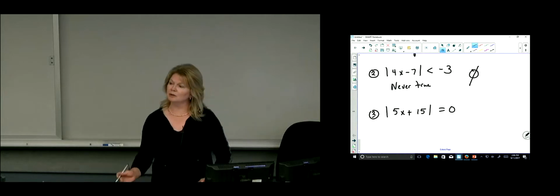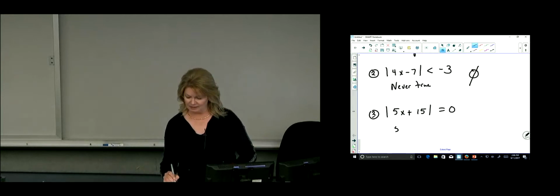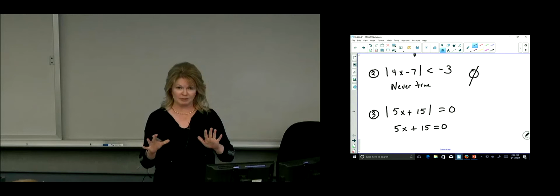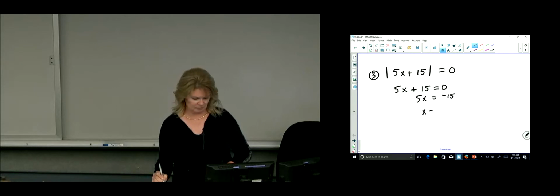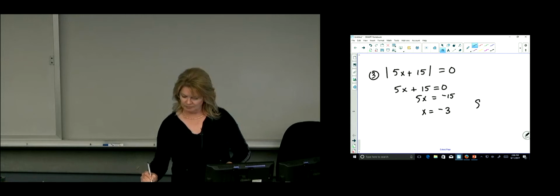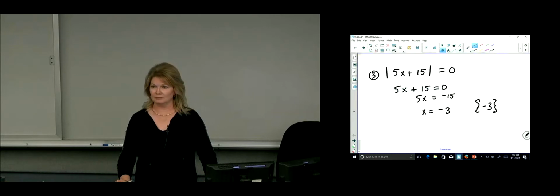And this one isn't an inequality, but it's equal to 0. In all the other ones, when we had equals, we set up 2 different problems to solve. But 0 is neither negative nor positive. There's only one way it's going to be 0, and that's when 5x plus 15 is 0. So there's only one problem to solve there, so you just solve 5x plus 15 equals 0. And you just get one answer, which is a negative 3.